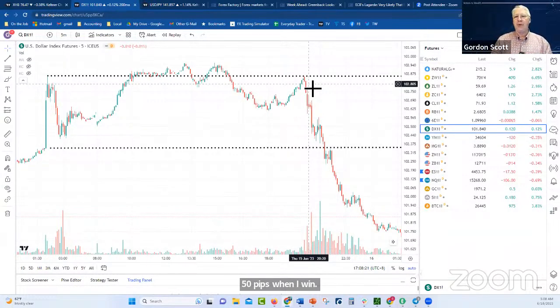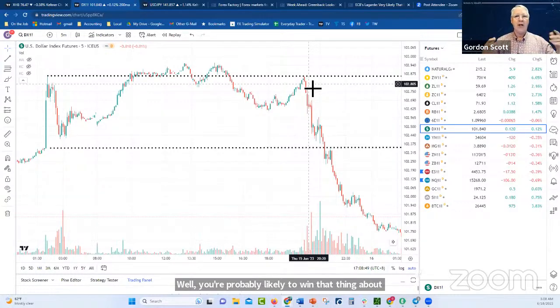Now, you can reverse that and say, okay, I'll only risk 25 pips, and then I'll try to take 50 pips and see what I can get, because then I'll get 2 to 1. So when I win, I'm winning double size, right? Well, you're probably likely to win that only about 33% of the time, just on sheer randomness. Okay, so neither way over many trades makes you a lot of money.